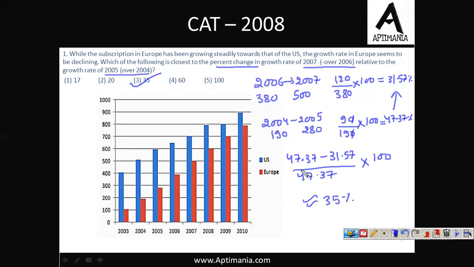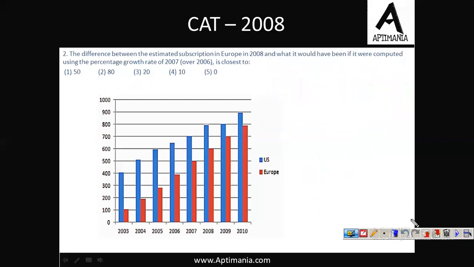Fine. So this was an easy question, but the calculation was a bit intensive. So let's move to second question of the set. The difference between the estimated subscription in Euro in 2008 and what it would have been if it were computed using the percentage growth rate of 2007 over 2006. Now first of all, what was the rate of 2007 over 2006? In the previous question itself, we have calculated it out to be 31.57%.